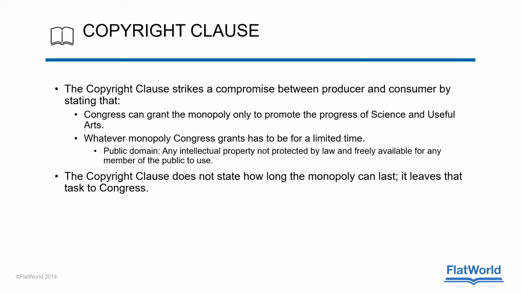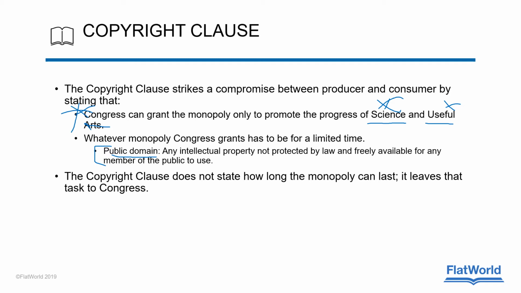More about the copyright clause. The copyright clause is intended to strike a compromise between producer and consumer by stating that Congress can grant the monopoly only to promote the progress of science and useful arts. So that's two important things, science and useful arts. And whatever monopoly Congress grants has to be for a limited time. And then a corollary to that is the public domain. This is any intellectual property not protected by law and freely available for any member of the public to use. So you think of works of art or works of music by, let's say, Beethoven, Mozart, things like that.